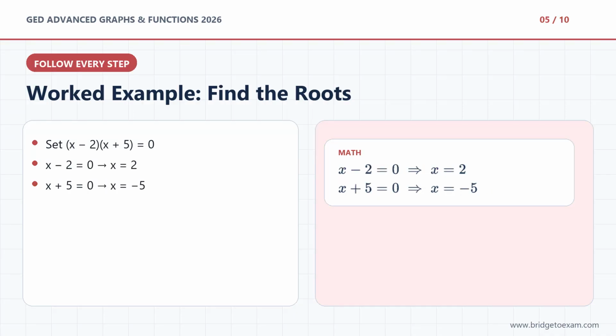Let's find the roots of y = (x - 2)(x + 5). Step 1. Set y to 0. The product equals 0. Step 2. Set each factor to 0. x - 2 = 0 gives x = 2. And x + 5 = 0 gives x = -5. So the roots are x = 2 and x = -5.